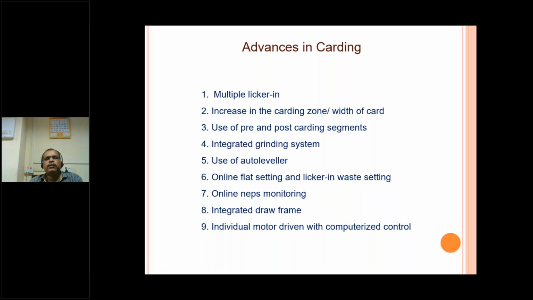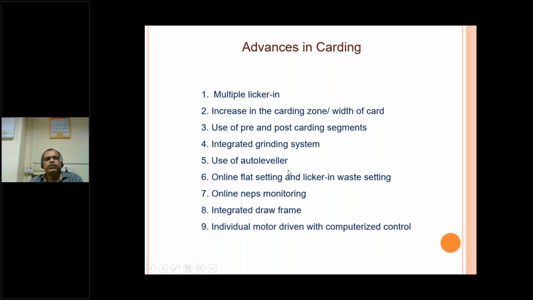There are also some developments that have been done. An integrated grinding system. Grinding means that after some time we need to grind the wire points, because a wire point becomes blunt, so it will not work properly. So there is a grinding system. Conventionally it was ground separately, but now it is an integrated grinding system to reduce the time. And use of auto leveler to make the uniform sliver.